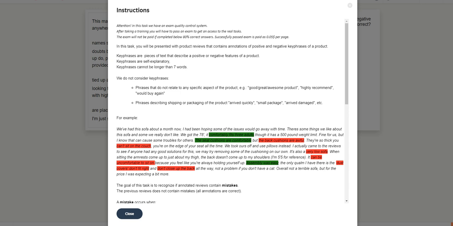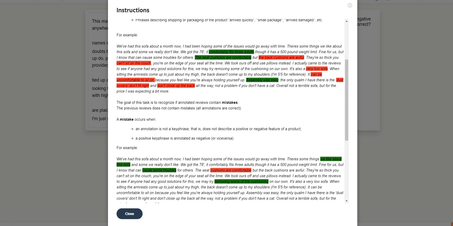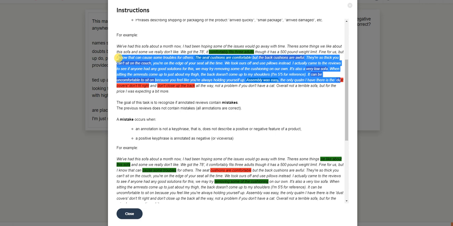So for example, these are highlighted. "Comfortably fits 3 adults," that is positive. "The seat cushions are comfortable," that is positive. "The back cushions are awful," that is negative. So all these are correctly tagged or annotated.